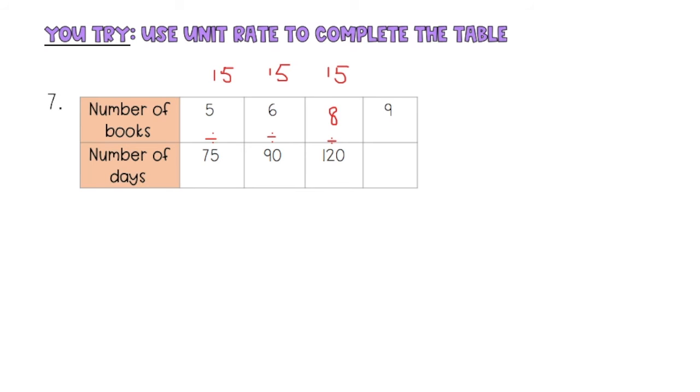To find our last missing box, I know that I have to multiply my 15 because that is my unit rate, that's my pattern. 15 times 9, and that will give me 135. Another way that you could have thought about this problem is if we're counting by 15, then 120 plus 15 should give you 135.